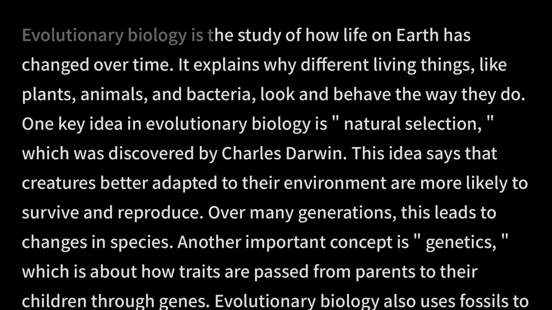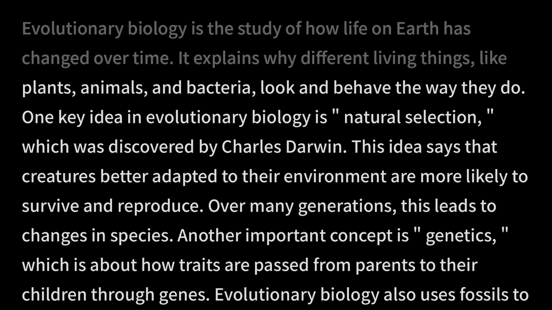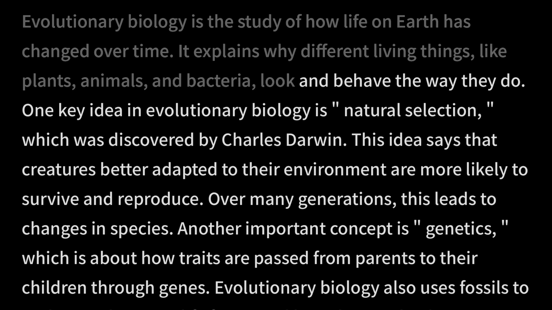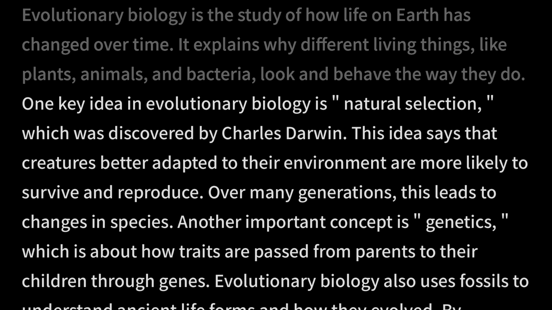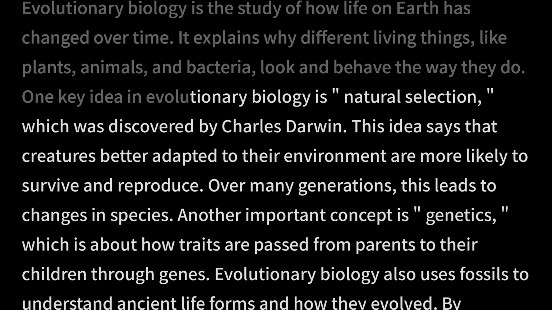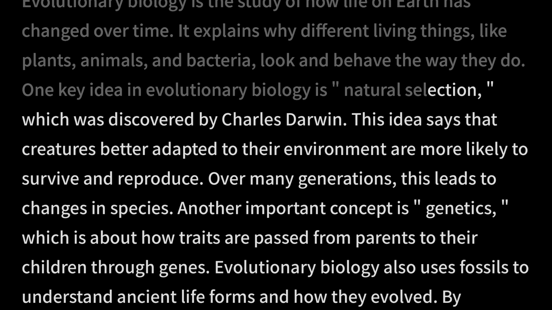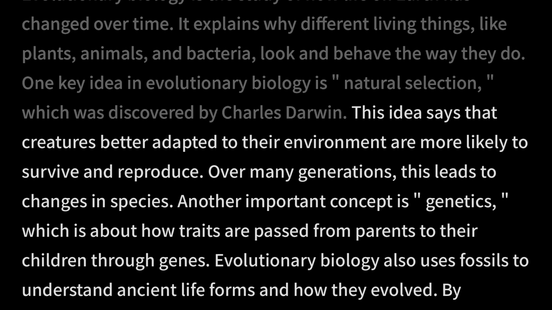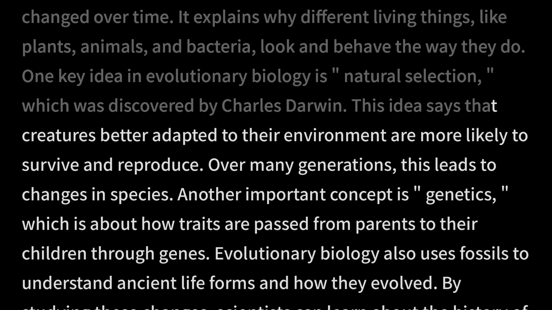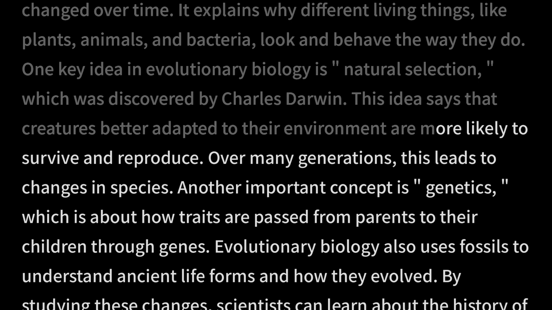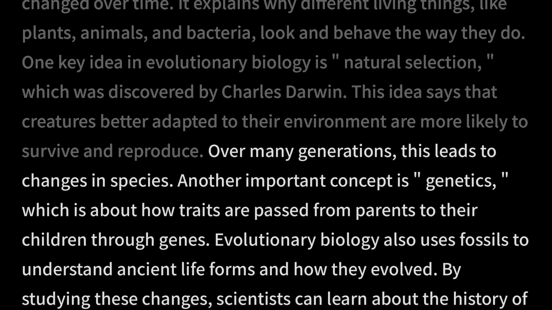Evolutionary biology is the study of how life on Earth has changed over time. It explains why different living things, like plants, animals, and bacteria, look and behave the way they do. One key idea in evolutionary biology is natural selection, which was discovered by Charles Darwin. This idea says that creatures better adapted to their environment are more likely to survive and reproduce.